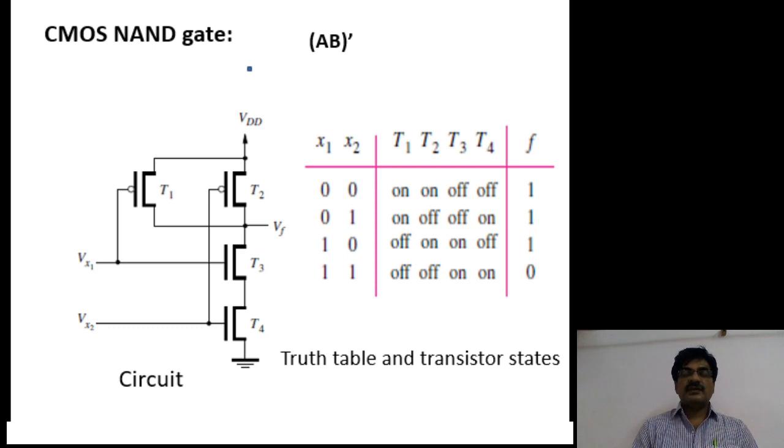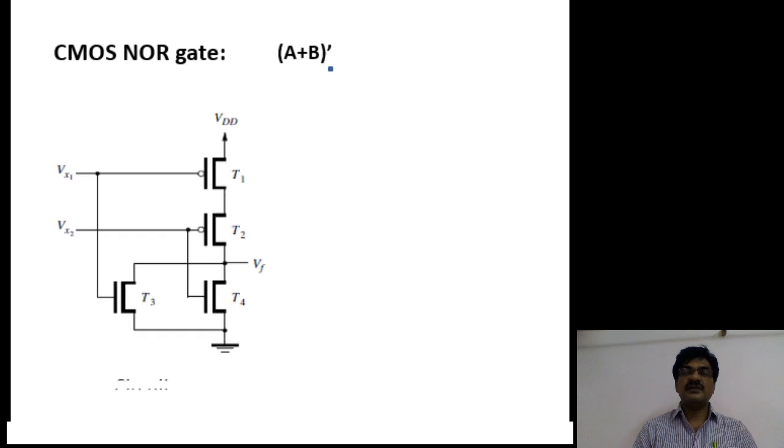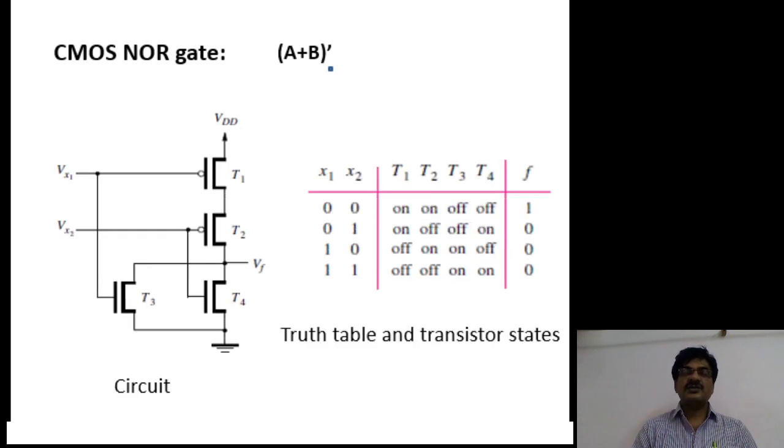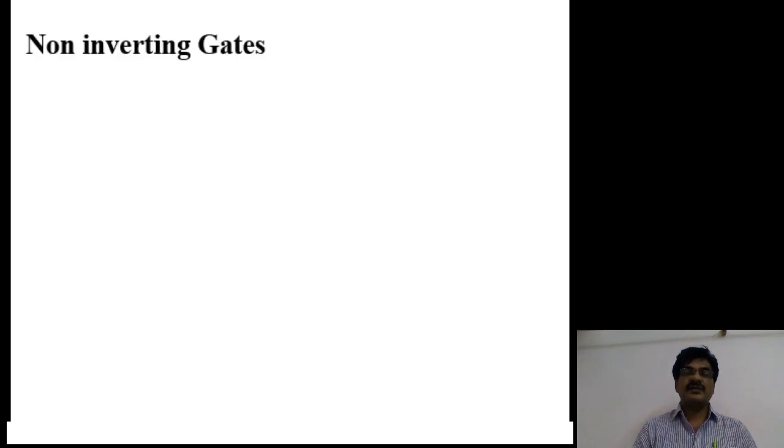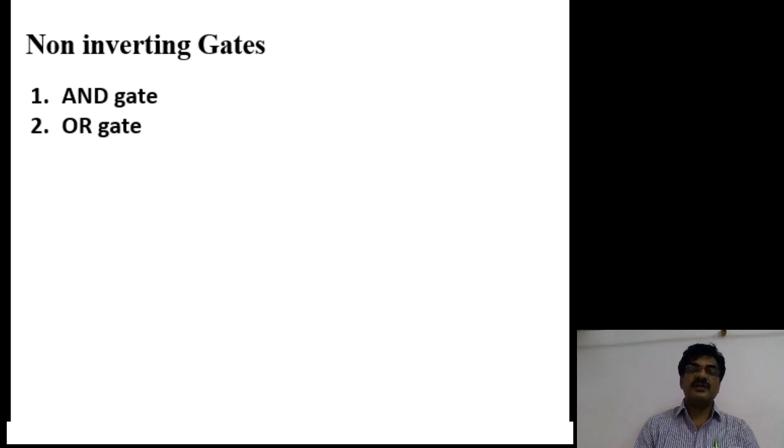Then let us see how to develop non-inverting gates and complex gates. Coming to non-inverting gates, there are two non-inverting gates. One is AND gate and another one is OR gate. Now I explain only the construction of AND gate. After that you develop OR gates.